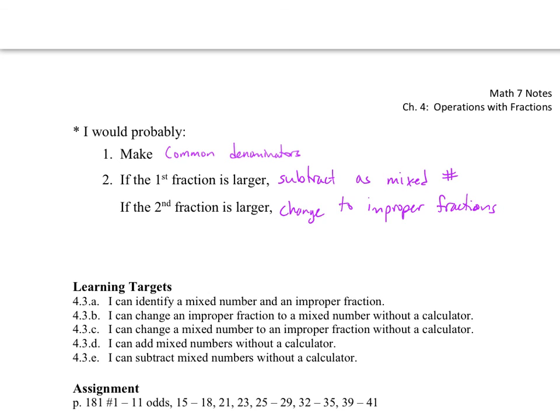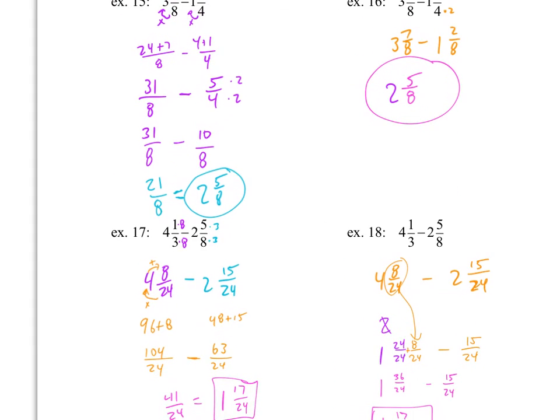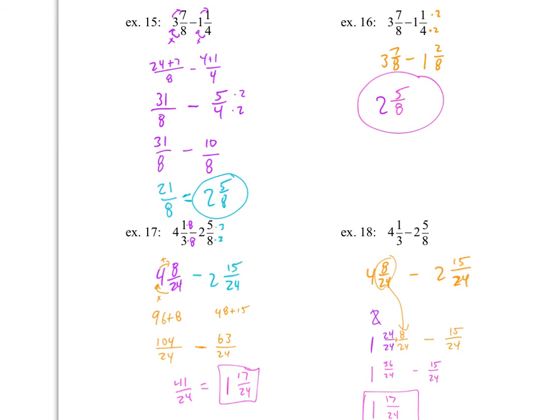If you are confused of which way to do it, I would suggest making them all improper fractions and then just subtracting and making them back to mixed numbers. So like we did in examples 15 and 17. We turned them into improper fractions, and then we just subtracted. 31 minus 10 gave us 21, and then we made it back to a mixed number.